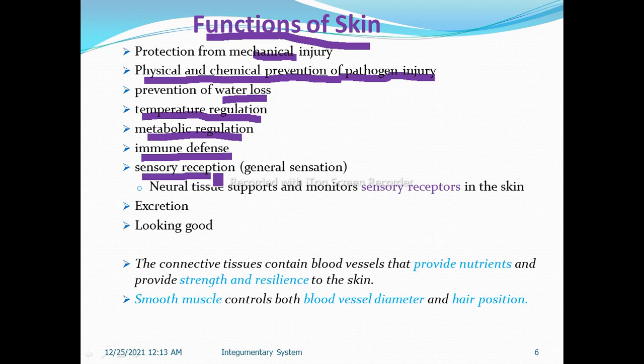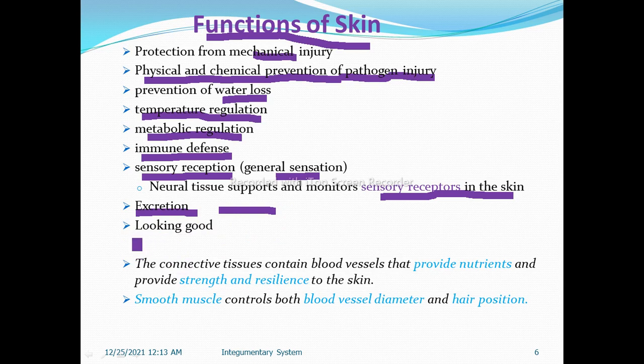The other is sensory reception. Skin is used for general sensation. Neural tissue supports and monitors sensory receptors in the skin. Skin also senses things like touch. The other is excretion. Skin is used for excretion, like sweating, and other oily material from sebaceous glands and the like.